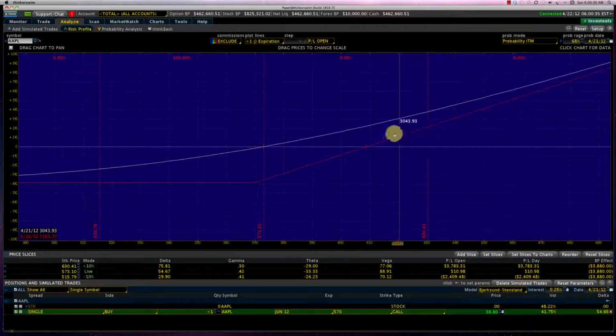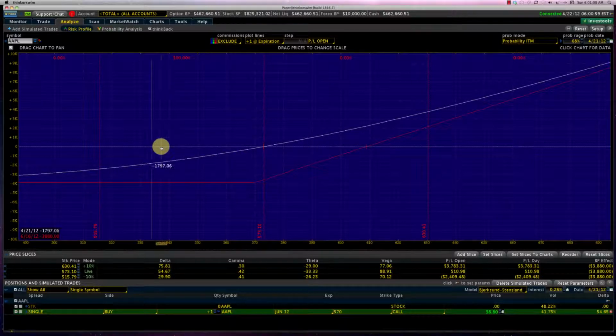Okay, so if Apple goes up to 670, then we have a profit. Look at the bottom left corner. You'll have a profit of 6,137. If Apple expired at 590, which is in between the strike price and your break-even, you're going to have a loss. That loss will be 1,883.